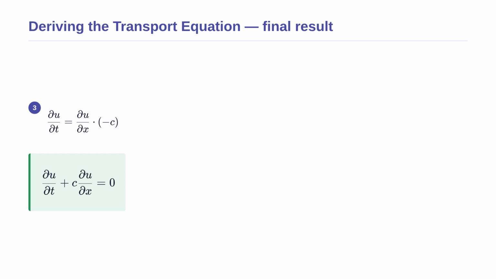This gives the final result, known as the one-dimensional transport equation. It tells us that the rate at which the wave height changes over time is directly proportional to how steep the wave is in space.